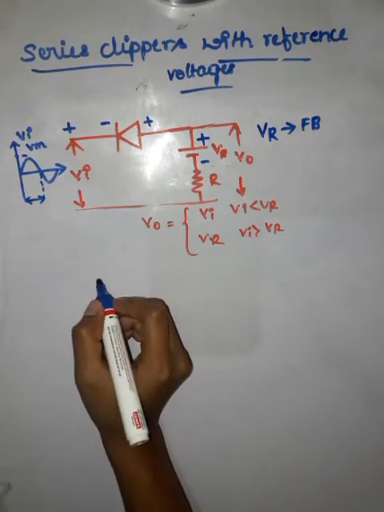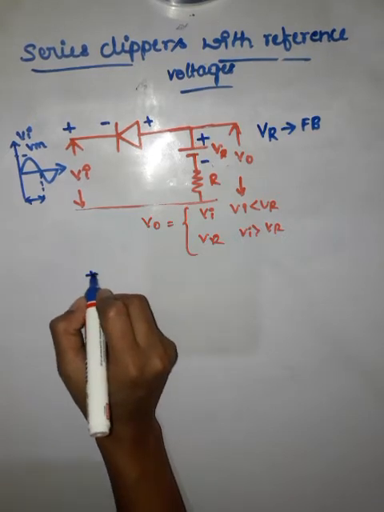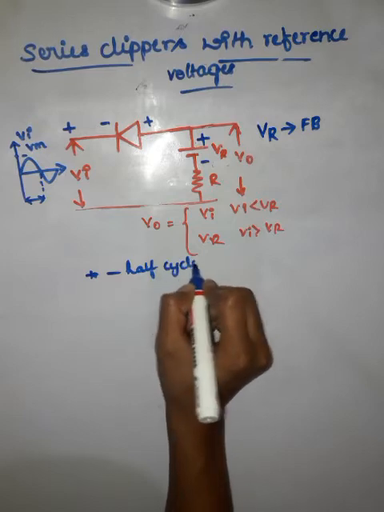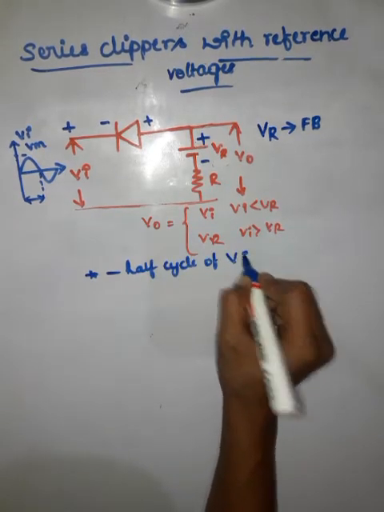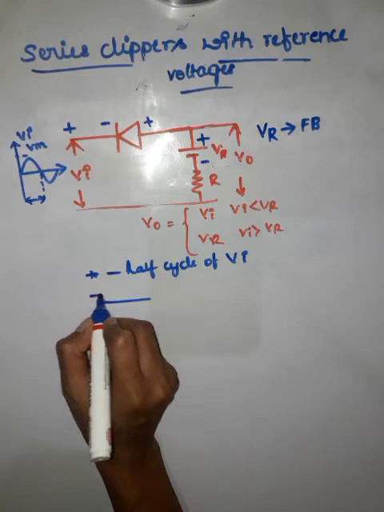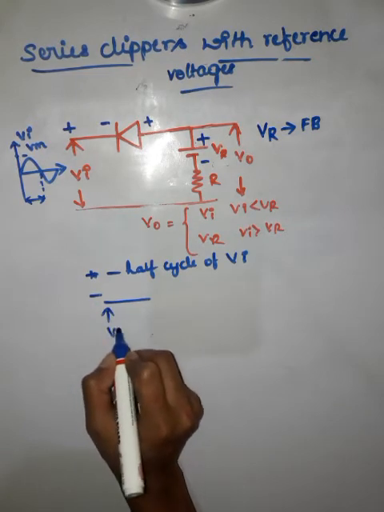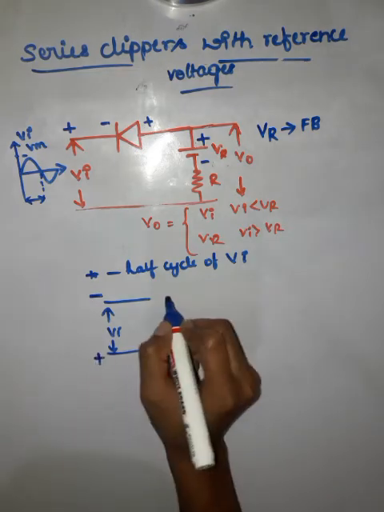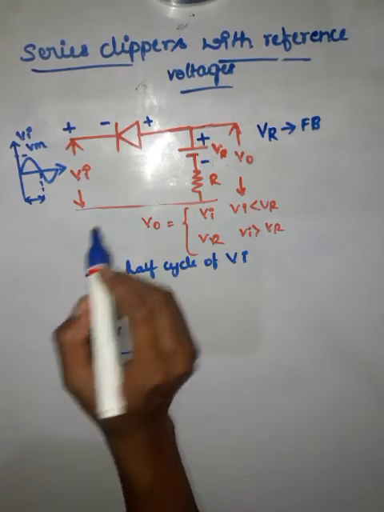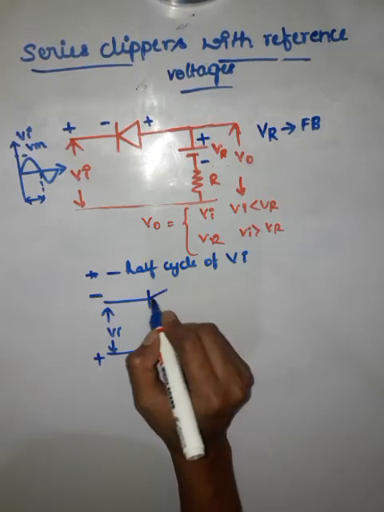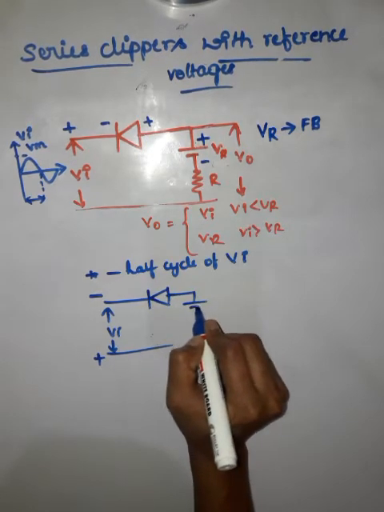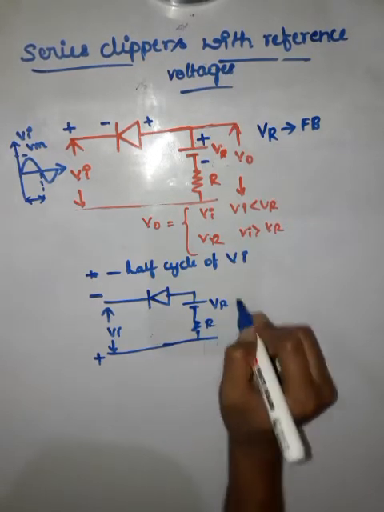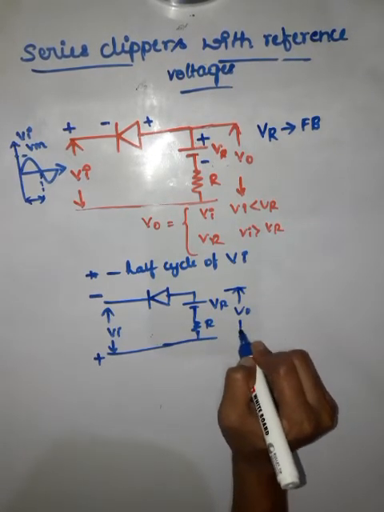Let us consider the negative half cycle of the input signal. During the negative half cycle, we have polarity minus and plus. Here, the diode with reference voltage is in series with the load resistor, and this is V0.